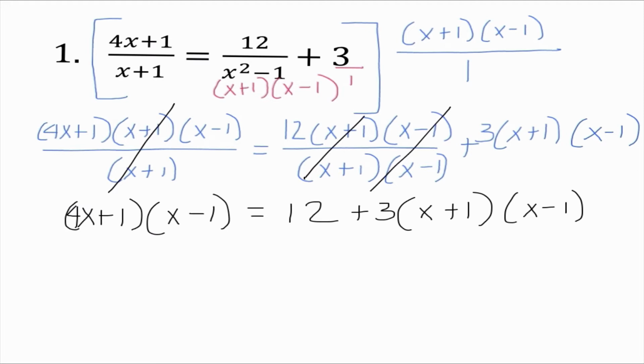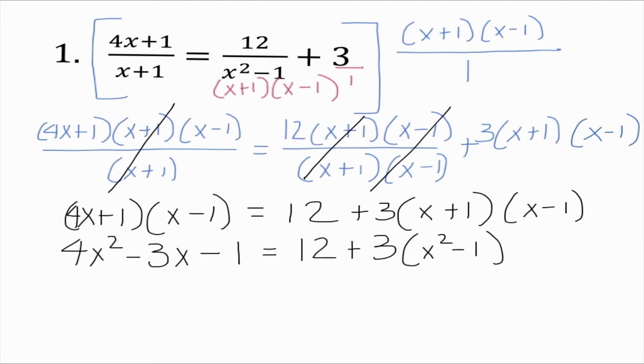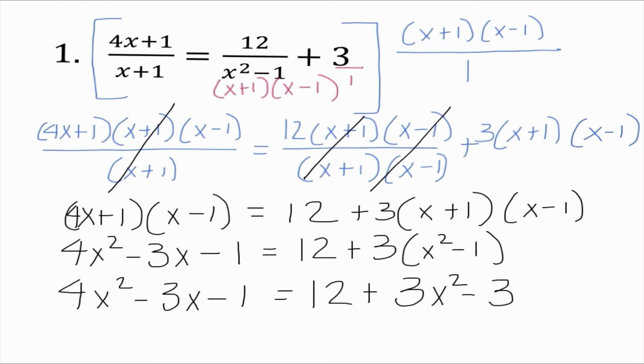Now we are going to have to go ahead and solve for x, which by the looks of this means that I'm going to have to do some multiplying. So when I FOIL, I get 4x squared minus 3x minus 1 equals 12 plus 3 times the quantity x squared minus 1. So then I would need to distribute this 3 to both of those terms, and I end up with 3x squared minus 3.